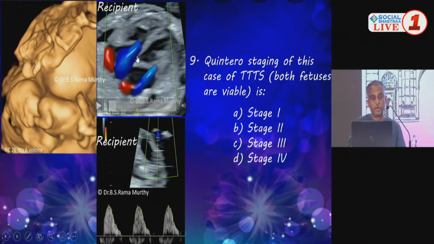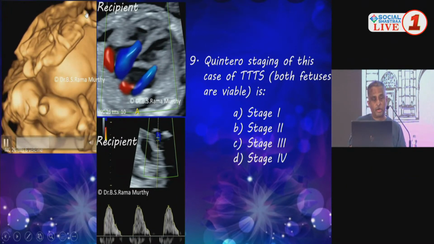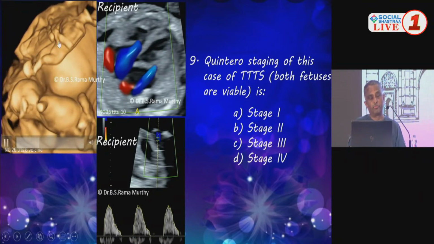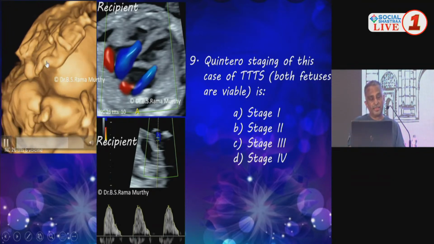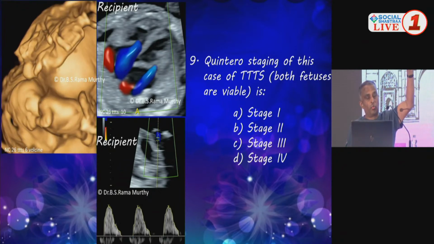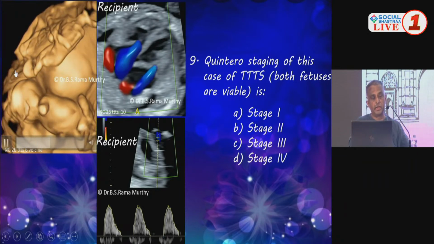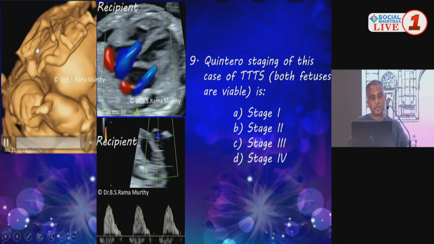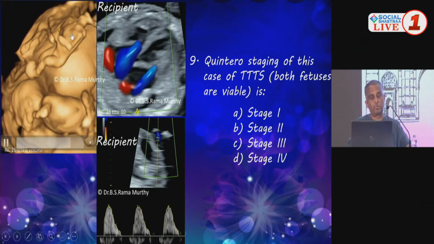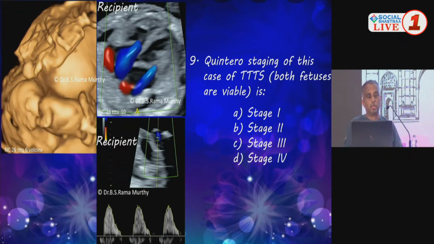Instead of showing you the regular grayscale, I've brought a real-time 3D or 4D clip showing you that this is the smaller fetus. It has gone and stuck to one wall. Why? Because the amniotic membrane is tightly hitching it to the wall here. There is zero liquor, and that is why this fetus is unable to get out. It's trapped against the membrane and the uterine wall. So that is the recipient.